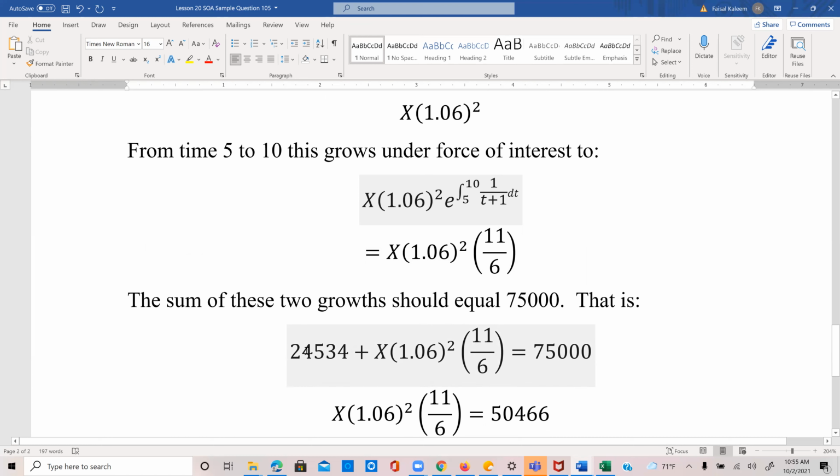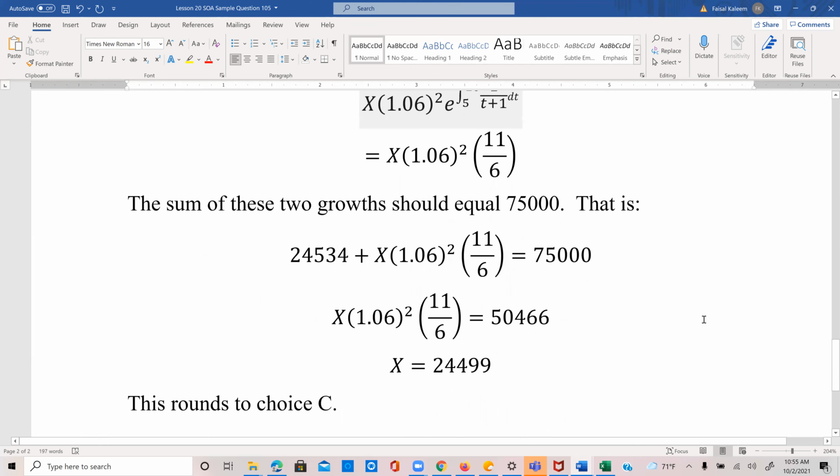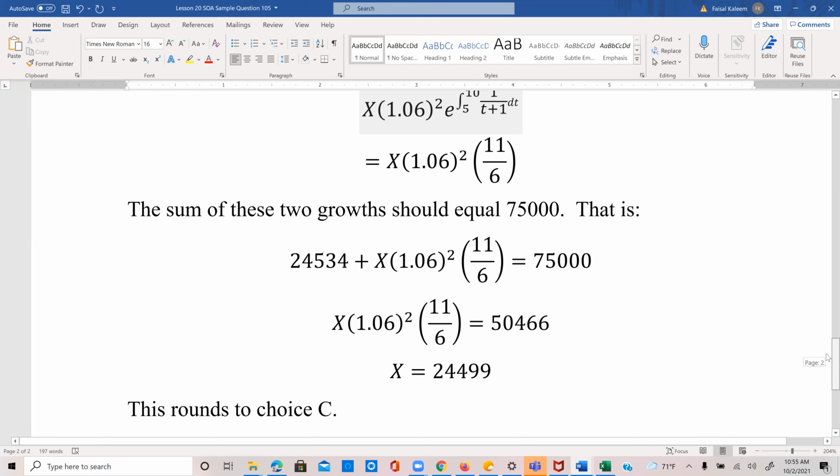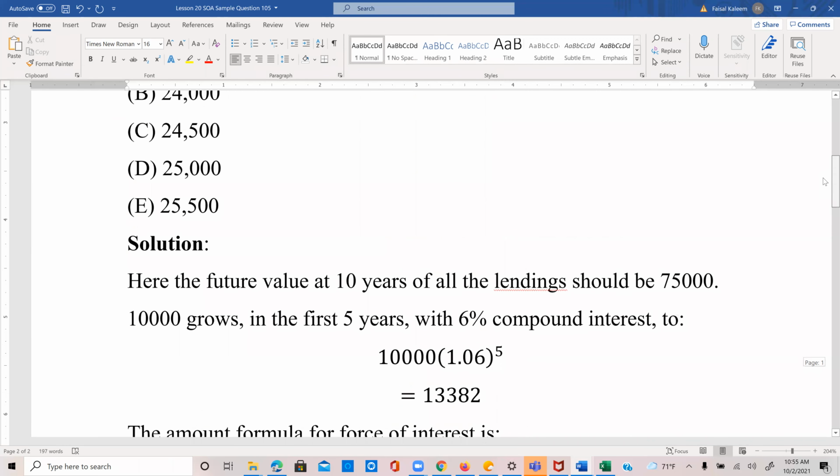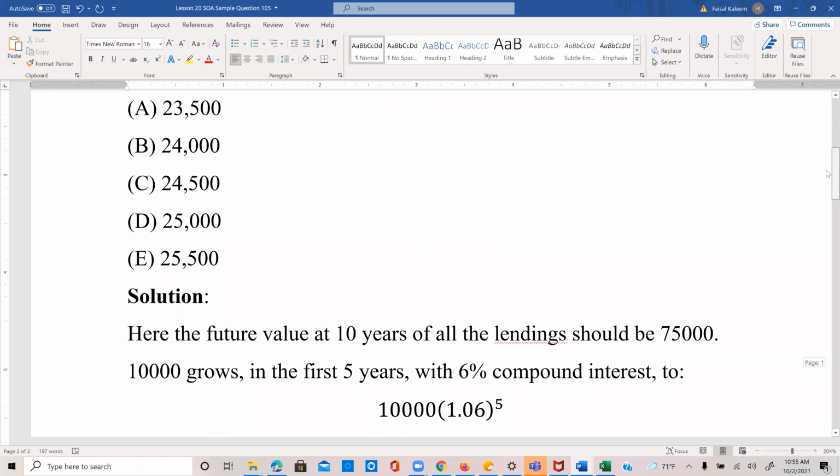So the first one was 24,534. That's what the initial 10,000 grew into at the end of 10 years. And then the second X that was lent at 3 years grew into this one. The sum of these two should equal 75,000. So when you subtract the 24,534 from 75,000, you get 50,466, and then you multiply this by 6, divide by 11, divide by 1.06 squared. So you get 24,499. That rounds to choice C, because choice C was 24,500, and they're all rounding to the nearest 500.